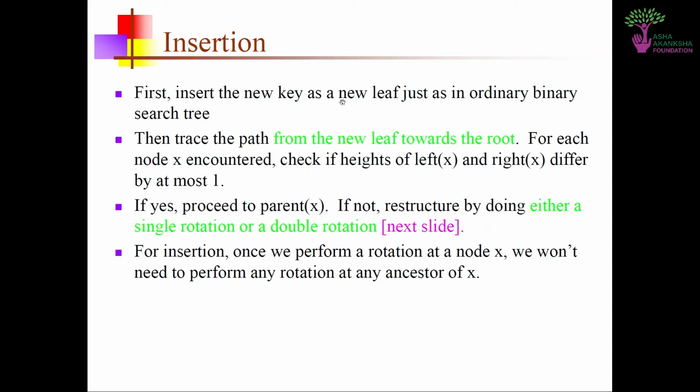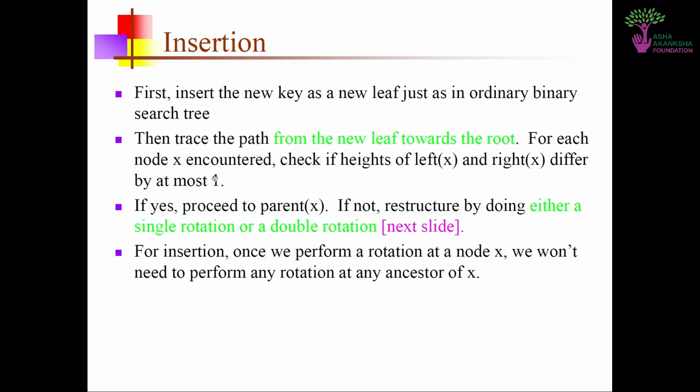So as we just did normally in our binary search trees, we go from the root, we check whether the value is less or greater. If it is lower, then we go to the left subtree. If it is higher, then we go to the right subtree, and we repeat this process until we get to a node which has value null, and then we insert our node there. So after doing that normally, we trace the path from the new leaf node we just added back towards the root.